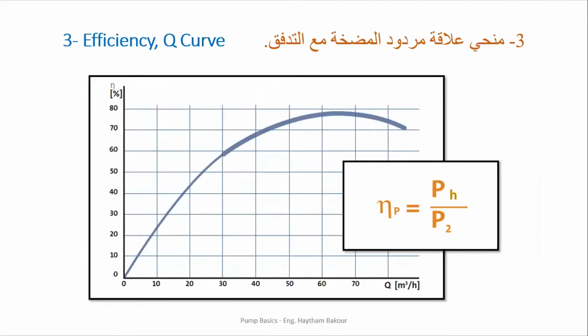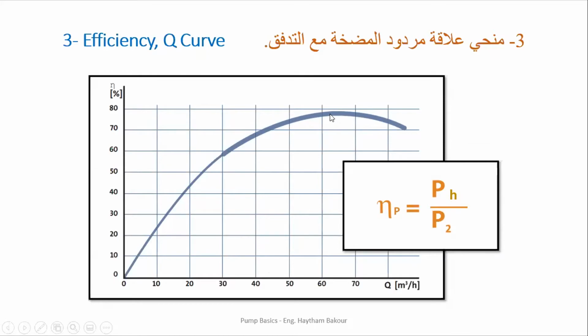Now let's go to a very important chart, which is the efficiency Q curve, the relation between the efficiency and the flow rate. We can see that when the flow rate is zero, with a complete closure of the pump, the efficiency is zero. As the flow rate increases, the efficiency increases, and we call the peak of this curve the best efficiency point for the pump.